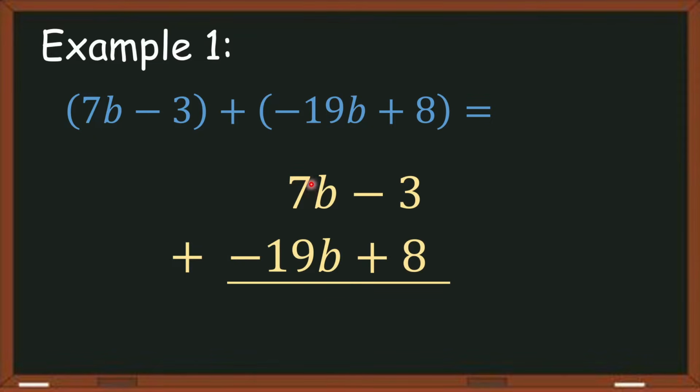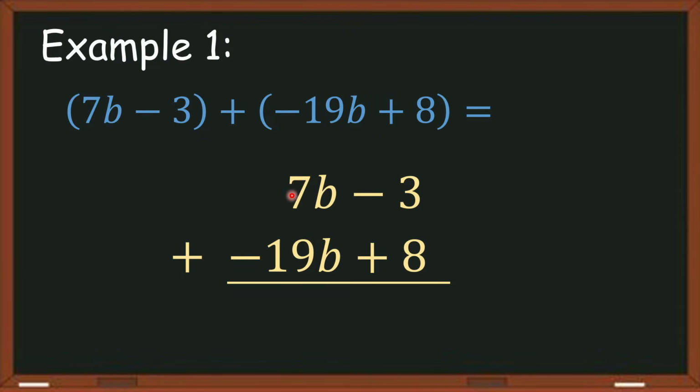So, make it sure lang na magkakatapat yung similar terms. So, in this case, magkatapat yung dalawang b, and then magkatapat yung dalawang constant or yung number lang. So, kapag nakaayos na ng ganito, all we have to do is to add. So, 7 plus negative 19. So, i-apply natin dito yung rule ng addition of integers.